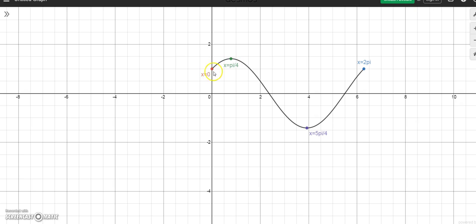And notice that if you go from 0 to pi over 4, the function is increasing. You go from pi over 4 to 5 pi over 4, it's decreasing. And then from 5 pi over 4 to 2 pi, the function is increasing again.